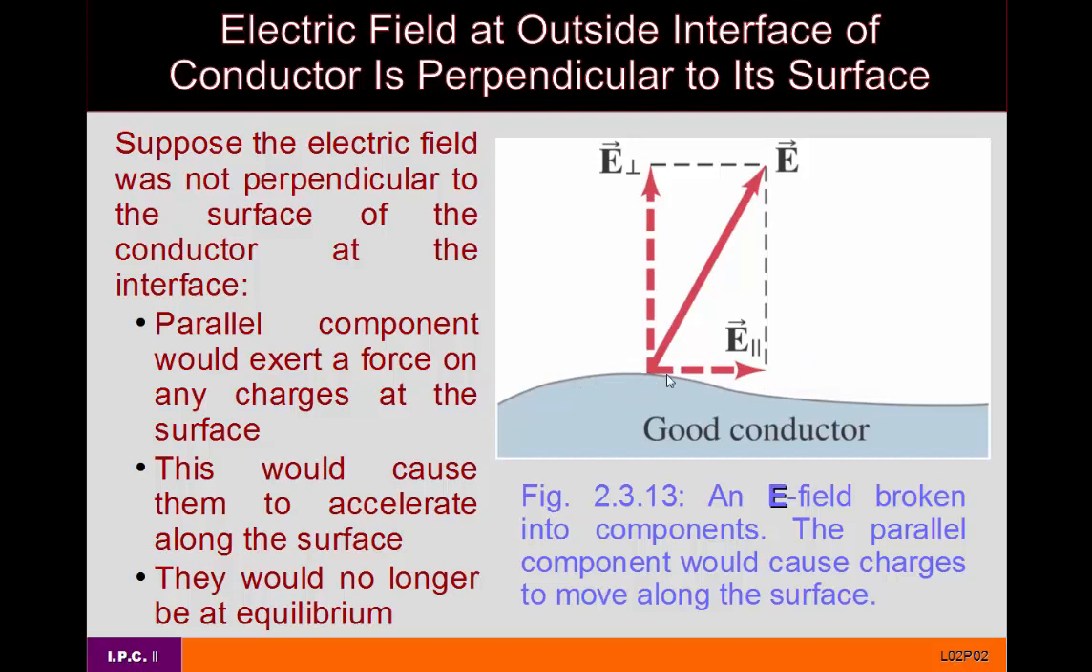And this means that the charges, the electrons and the holes, will ultimately separate in such a way that the charges rearrange until the whole electric field is perpendicular to the surface of the conductor. So at that point in time, the conductor will be at equilibrium again.